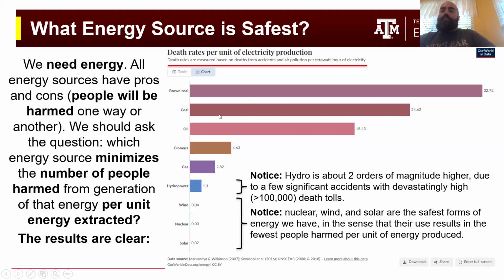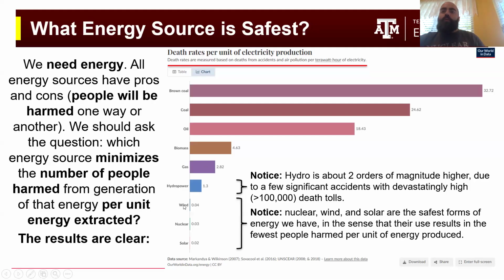I honestly am not entirely sure of the difference between coal and brown coal. I imagine it's probably similar to oil, where there are different grades, and some of them are a little bit cleaner than others. But even if you compare gas to just whatever the standard coal is, the standard coal is about an order of magnitude more deadly than natural gas.